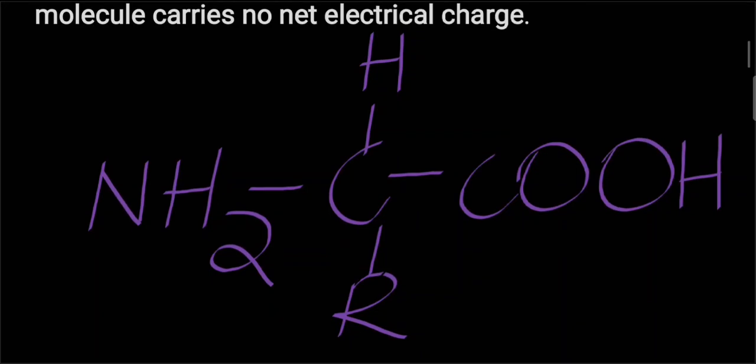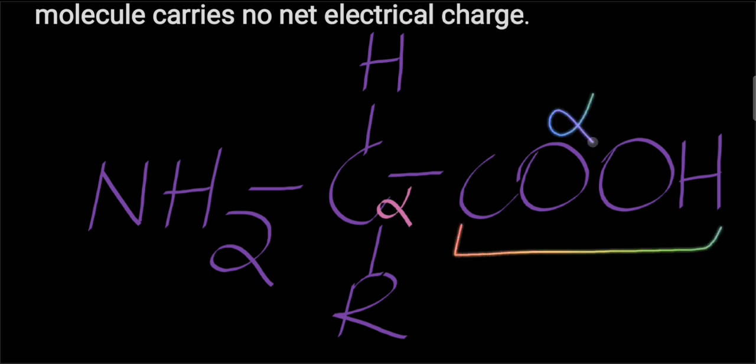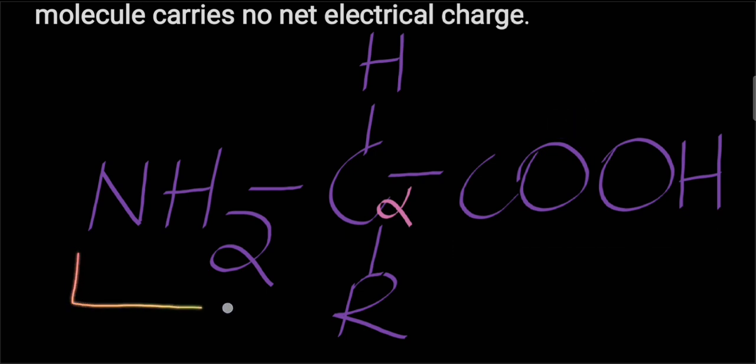Suppose this is an amino acid. In an amino acid there are two possibilities. This is the alpha carbon. This carboxylic group is also known as the alpha carboxylic group. This is attached to the alpha carbon, so this can also be known as the alpha amino group. So there are two possibilities.